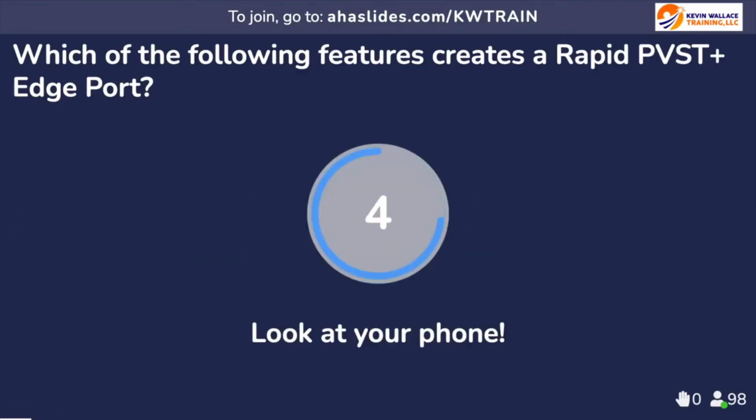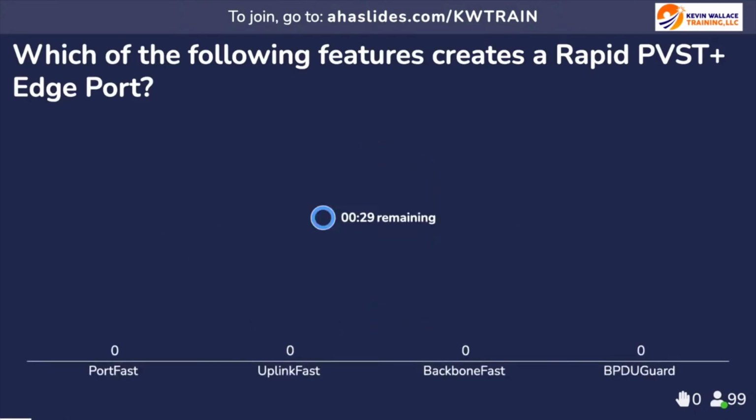Question number 2, which of the following features creates a rapid PVST plus edge port? Is it port fast, uplink fast, backbone fast, or BPDU guard?